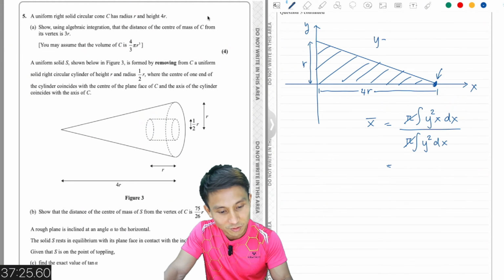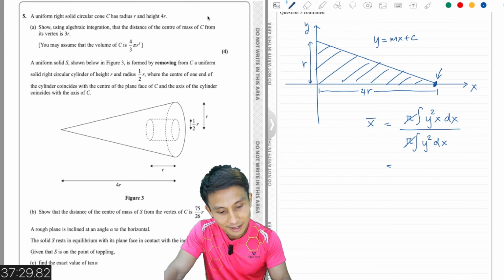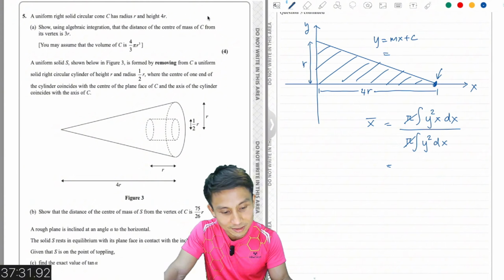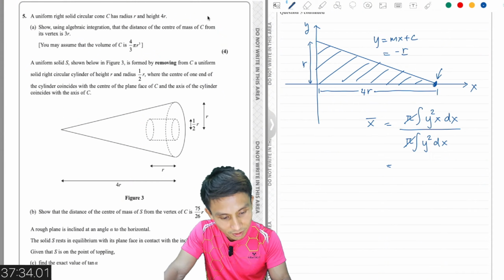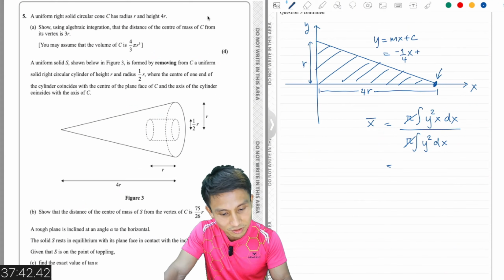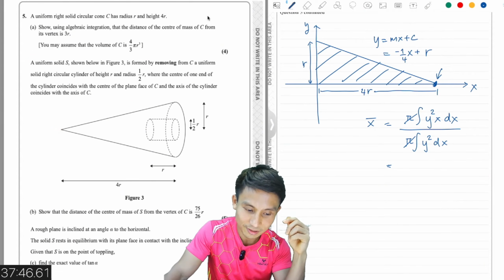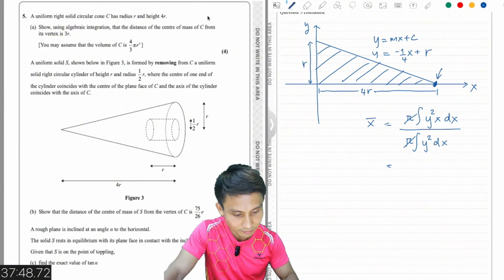So this is y equals mx plus c. Okay, the most basic function there. And then this is just what? The gradient is a negative value, so that's negative r over 4r, right? So that's negative 1 over 4, yeah? Then x plus c, so c should be r, right? Because the y-intercept is r. So that's the equation there.